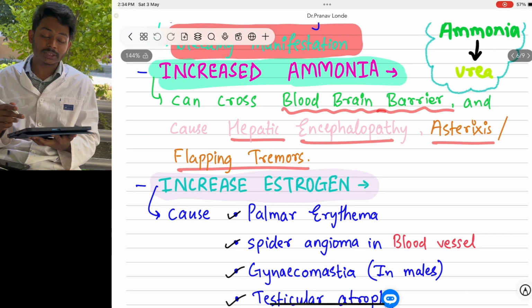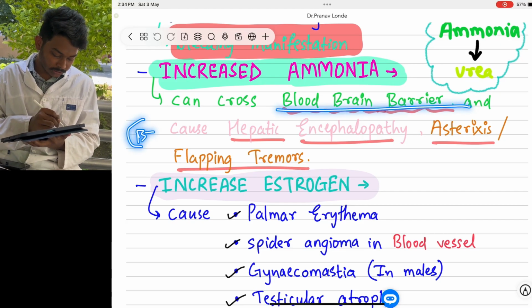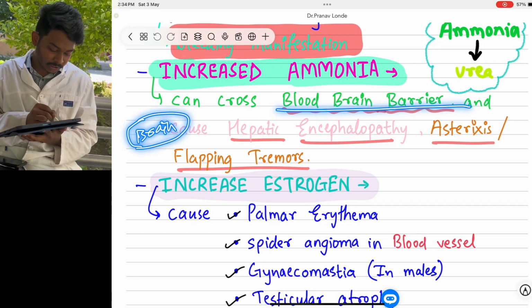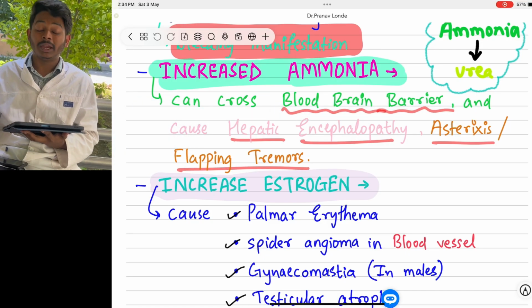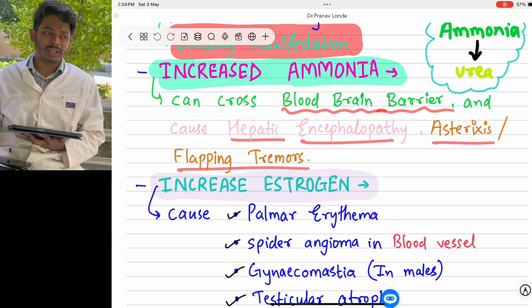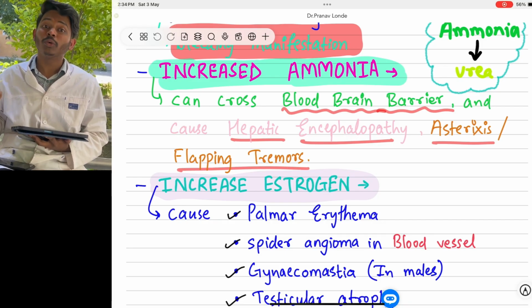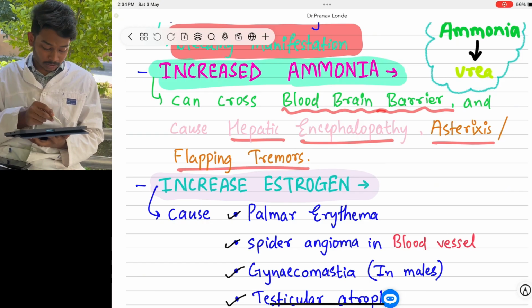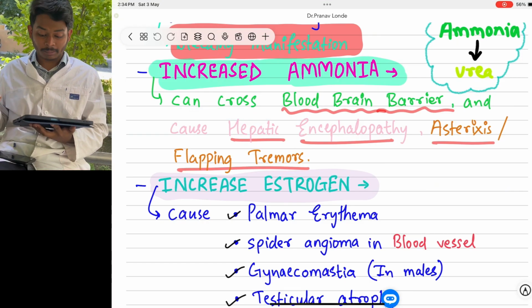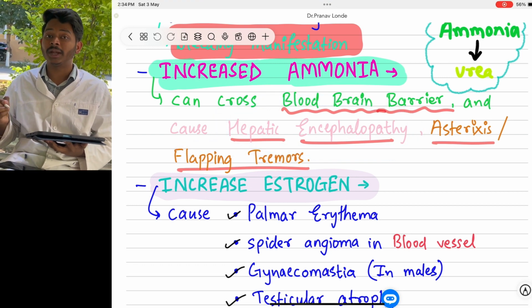This ammonia can cross the blood-brain barrier. Suppose this is our brain. This brain is covered by an outer barrier which is called the blood-brain barrier. It protects us from various things. Viruses will not enter, and it protects against certain drug toxicity, so it is a protective measure for us. But this ammonia can cross the blood-brain barrier and cause hepatic encephalopathy. The patient may suffer from hepatic encephalopathy.